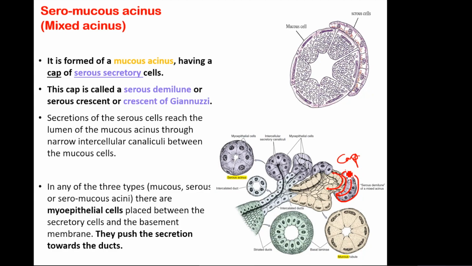Like a cap, meaning. This serous acinus is known as serous demilune, and sometimes they call it serous crescent, and clinically mostly they use crescent of Gianuzzi, meaning the crescent of Gianuzzi. This is the scientist who discovered it, right? So these serous demilunes empty their secretion through canaliculi between these cells, between mucous cells, right, until they reach the duct.